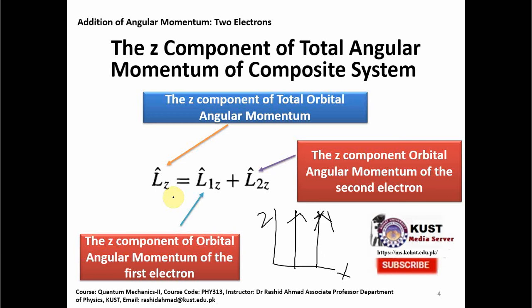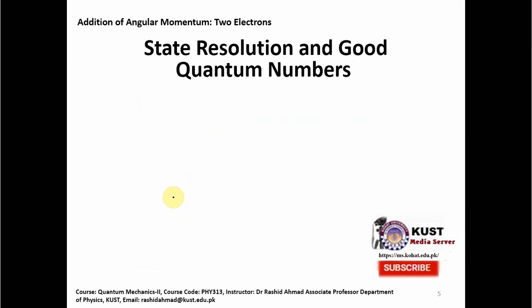Okay, so once we have got this, the title of this slide is state resolution and good quantum numbers. So there are 2 important concepts here. The first one is state resolution, and the second one is good quantum numbers. So what do we mean by state resolution, and what do we mean by good quantum numbers?